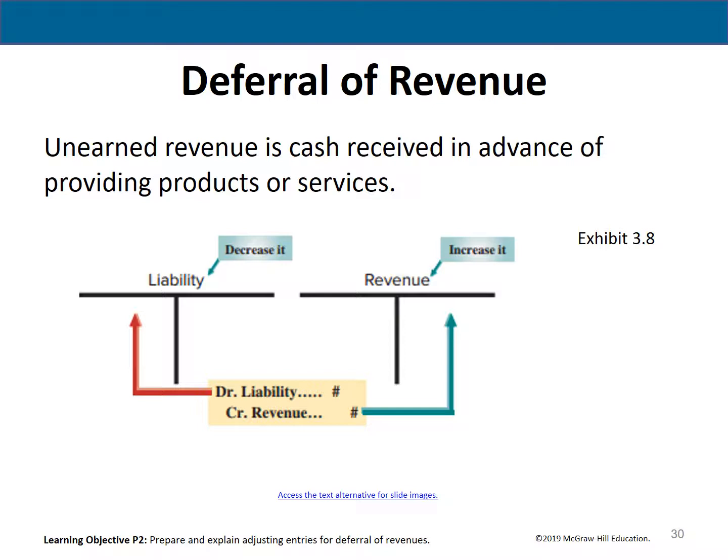This is cash received in advance of providing products or service. So the day you get the cash, you owe the product or the service. So unearned revenue or deferred revenue, whichever term you use to describe it, is a liability. And the liability will increase the day you receive the cash early. Well, over time, you will start providing that service to that customer. As you provide service, you'll increase the revenue because you've earned it and decrease the liability because you no longer owe it.